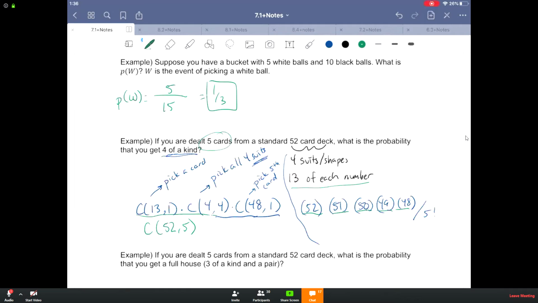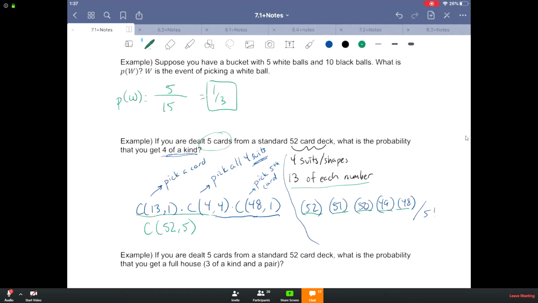Do you see where the 13 is coming from? Yeah, 13 different numbers. Yeah, and that value C(13,1) is 13, right? The second part, choose 4 from 4, well, you can only do that one way. So it'd be 13 times 1 times 48 choose 1, that's times 48. Yeah, that's where the 48 comes from.